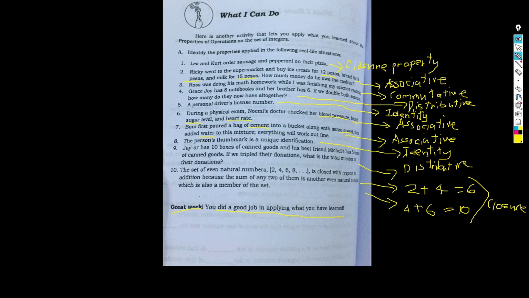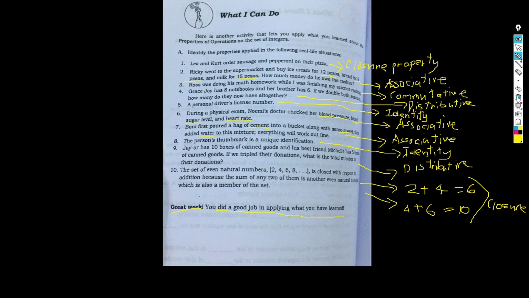Remember the keywords for the closure property, they are closed. If two numbers are closed together, they form a different number. Associative, when the grouping is changed, it will still give you the same answer. Commutative, when the order of the numbers being added or multiplied is changed, it will still give you the same answer. Distributive, when you distribute a factor to the numbers within the bracket or parenthesis, it will give you the same answer.